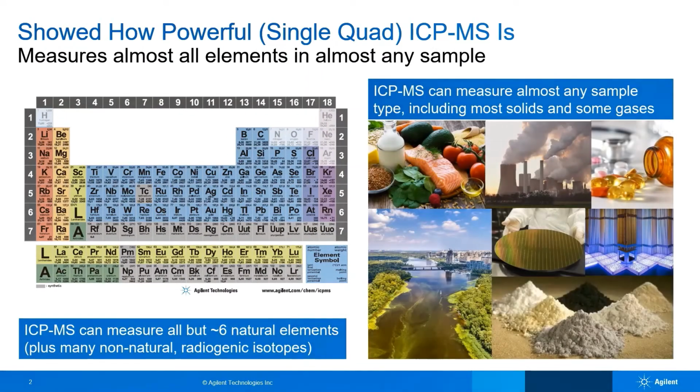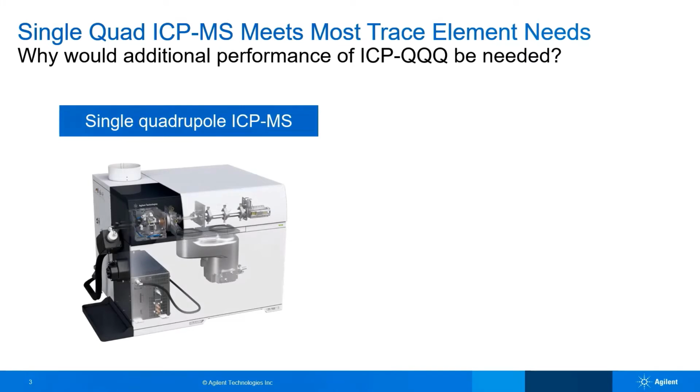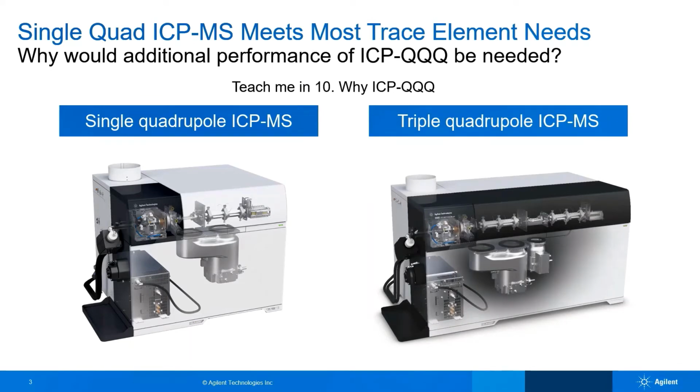Thank you, Karen. Welcome to part 2 of the Teach Me in 10 series on ICP-MS. Today with Ed McCurdy, we will be talking about ICP Triple Quad. In our first video, we discussed the theory of ICP-MS and how it works, and how it can measure almost every element in almost any sample type, including solids, liquids, or gases. If we can measure almost every single building block of matter in just about any matrix, why would we need an ICP-MS triple quad? That's what we're going to be discussing today.